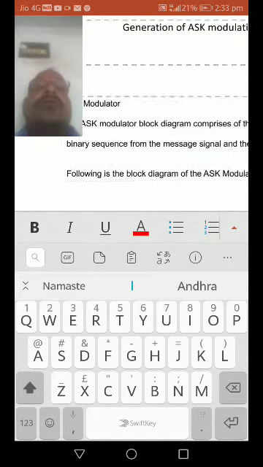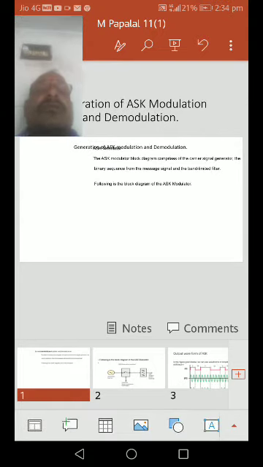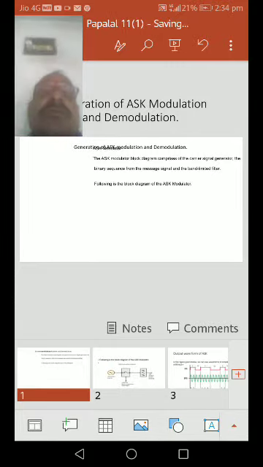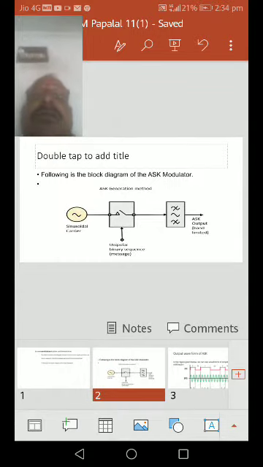The ASK modulator is a block diagram consisting of a carrier signal generator, the binary sequence from the message signal, and then a band limited filter. The following is the block diagram of the ASK modulator, as shown in the figure.